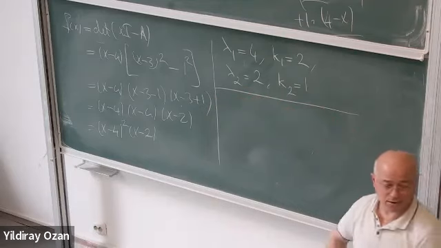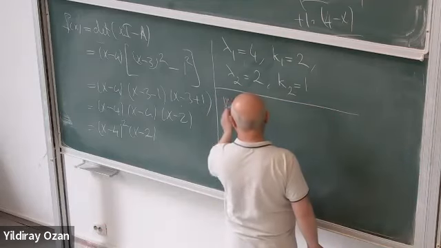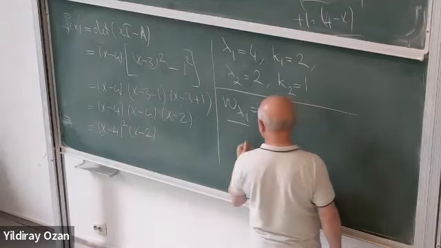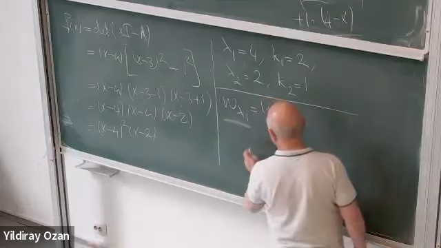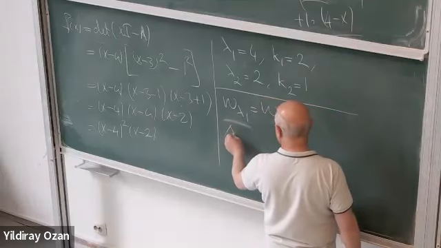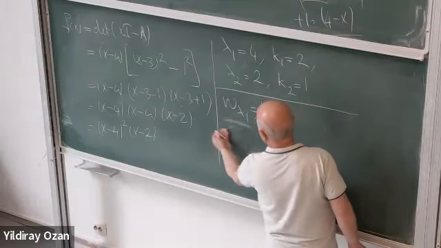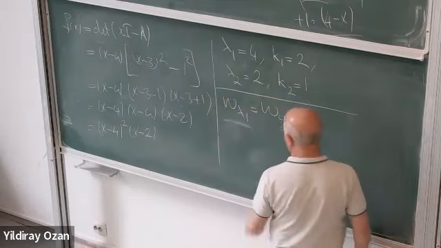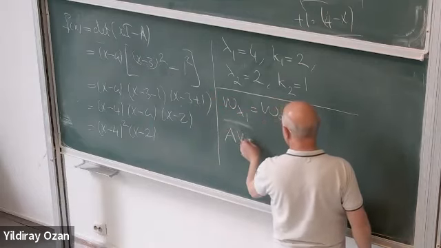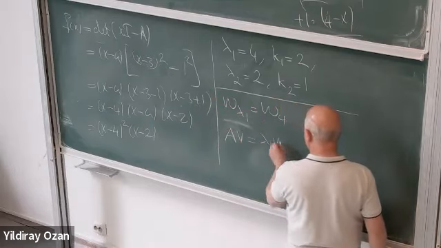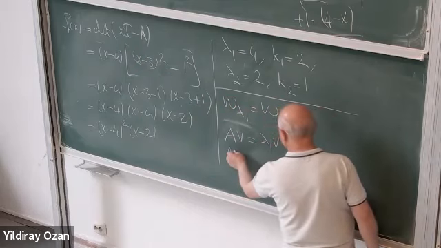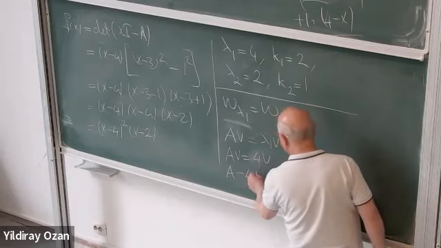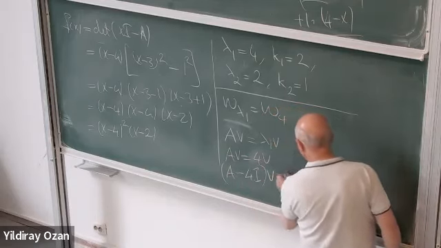So W lambda 1, which is W4. How would you find the eigenspace, eigenvectors? Well, you look at x times identity minus A times v. Now, I look at this: A times v is equal to lambda 1 times v. So A times v is equal to 4v, or A minus 4 times identity times v equals 0.